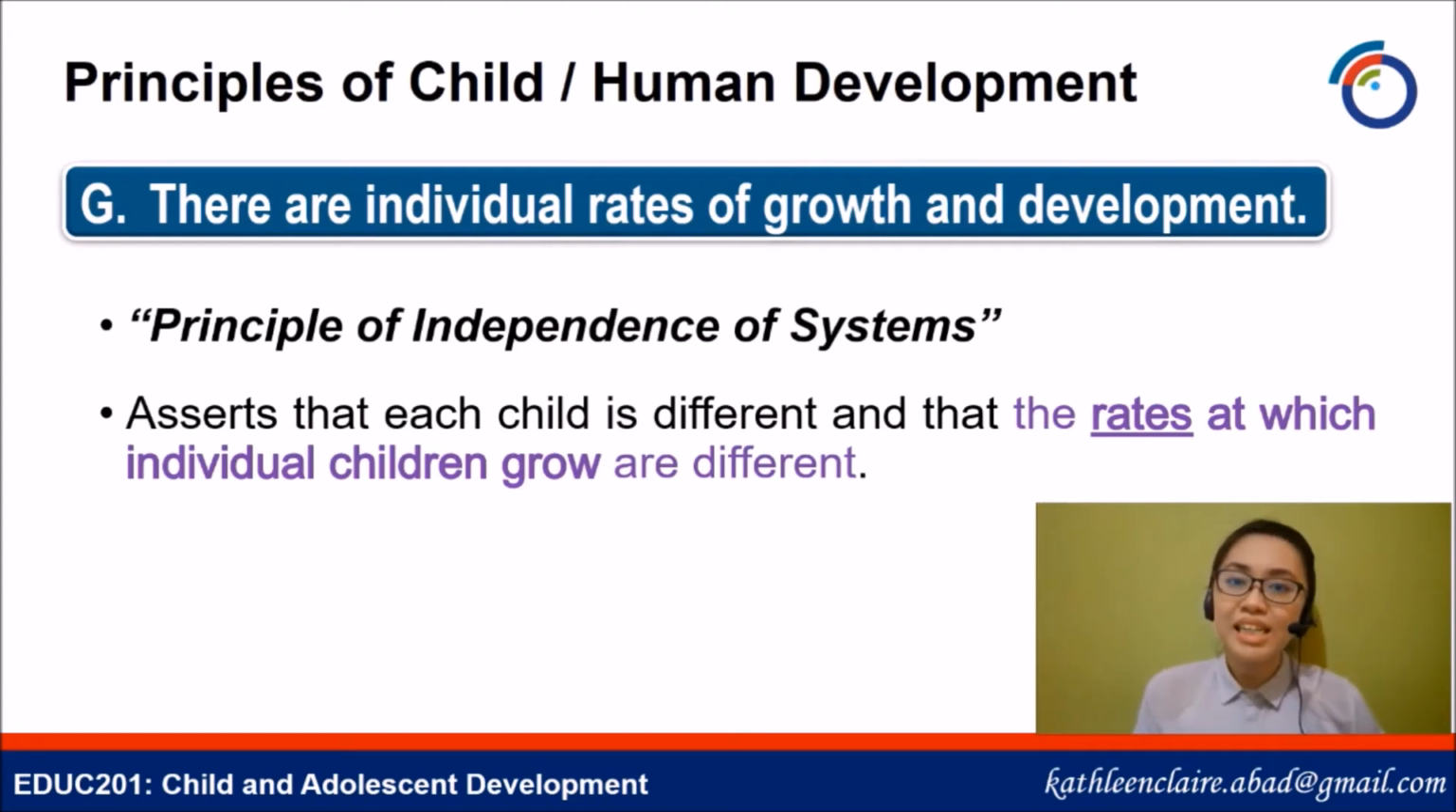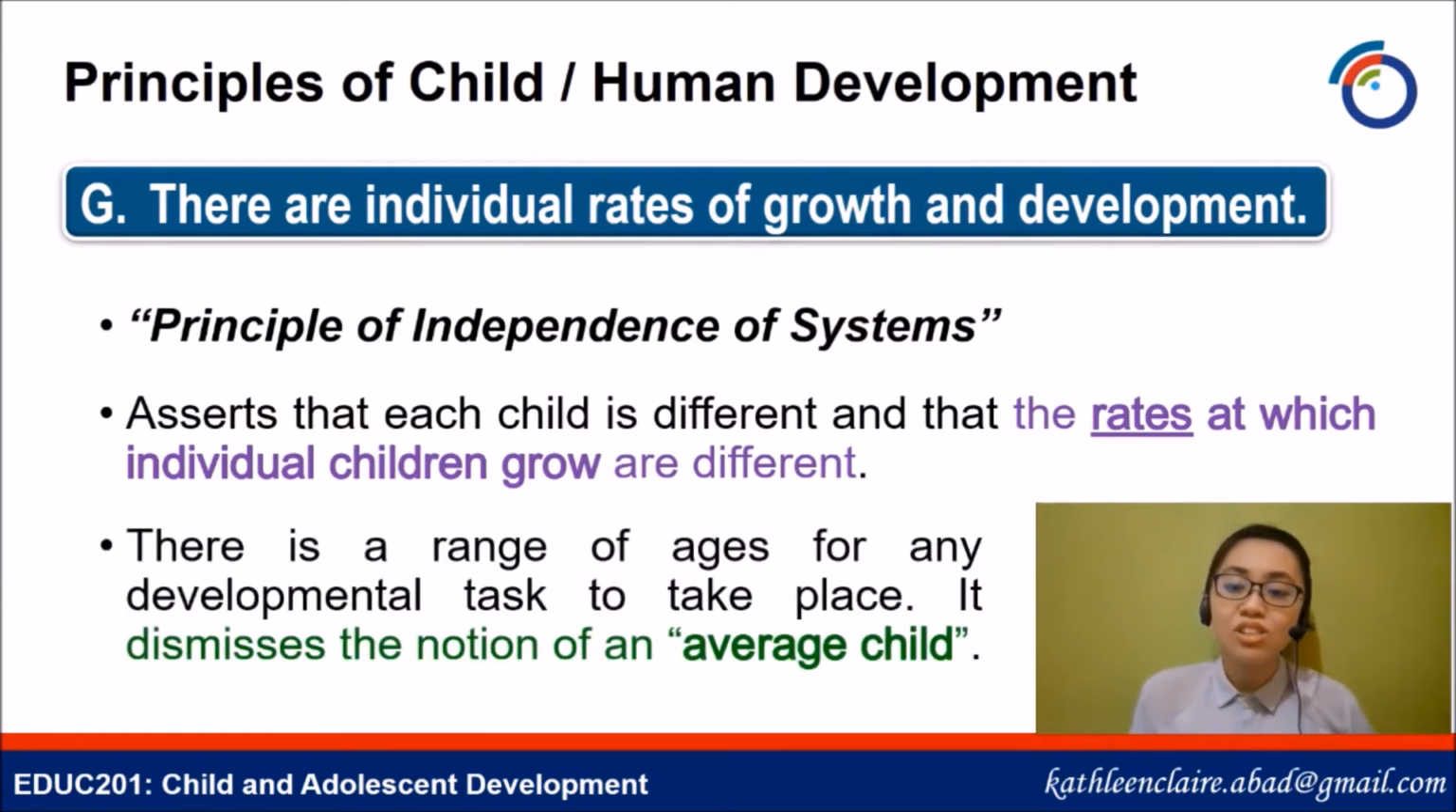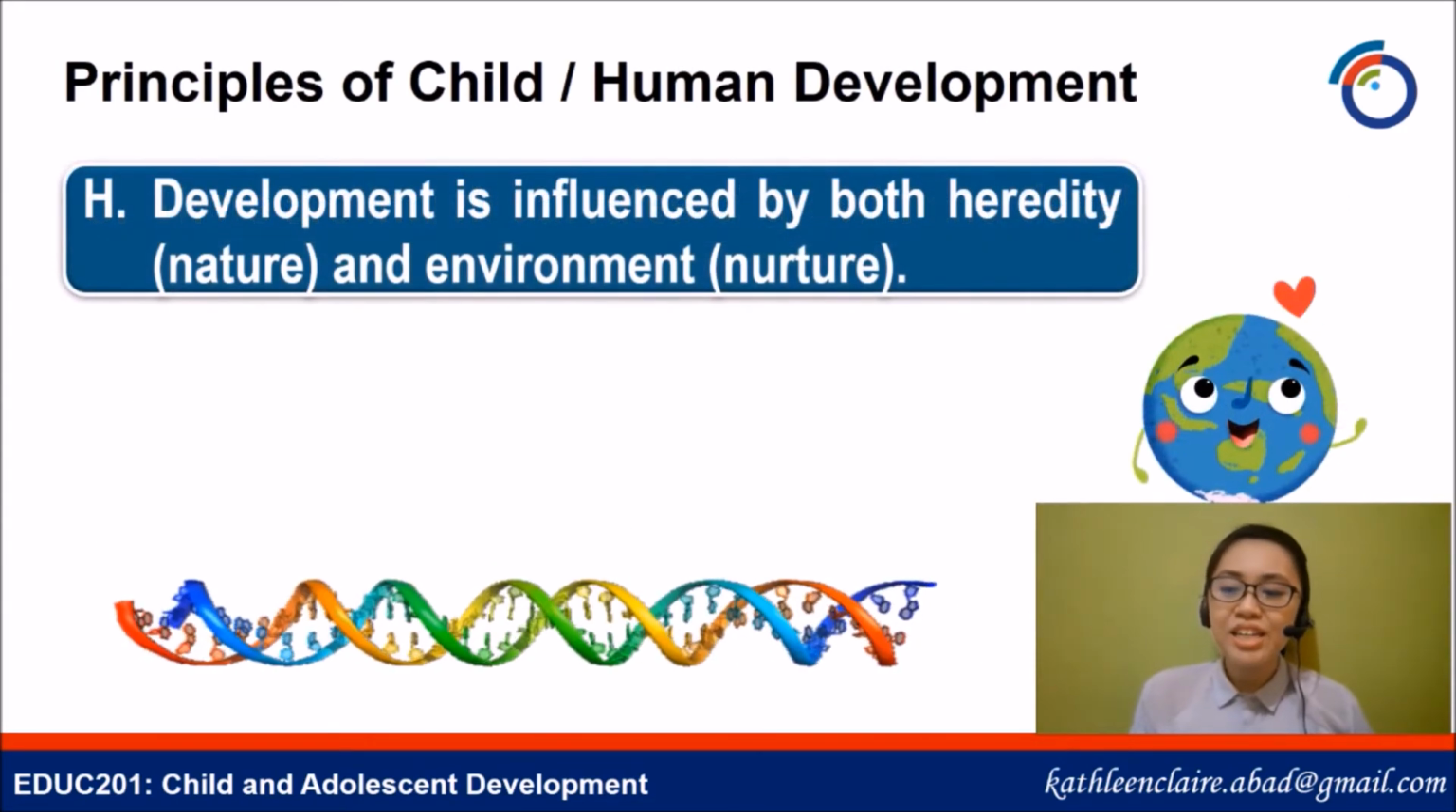So these rates na tinatawag should cause us to be careful about using and relying on age and stage characteristics to describe or label children. Kasi sabi nga natin, again, hindi naman pare-pareho ang pacing ng bawat bata. There is a range of ages for any developmental task to take place, and it dismisses the notion of an average child. Okay? Ayan. Letter H.